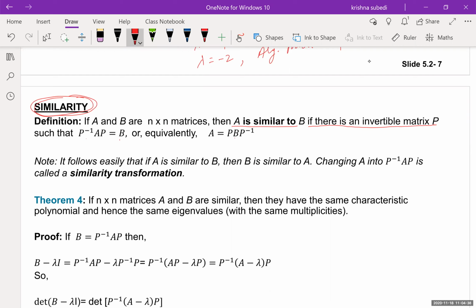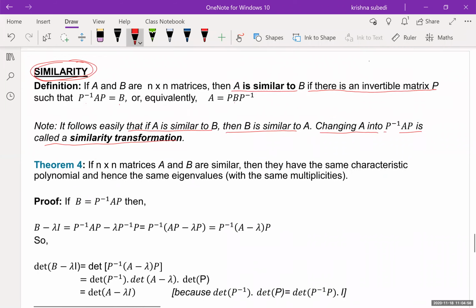Okay, so note that it follows easily that if A is similar to B, then B is similar to A. So just keep that in mind: if A is similar to B, then B is similar to A. Changing A into P inverse AP is called a similarity transformation.